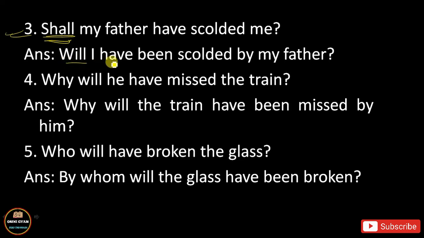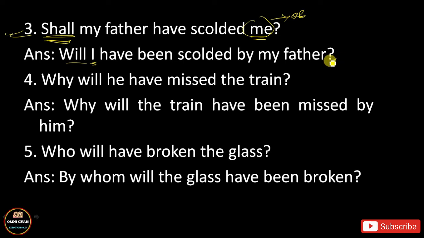So will me is the object here. Me is the object, and object when it comes this side, it becomes me becomes I. So will I have been scolded, verb third form, by my father? Will I have been scolded by my father? Okay.